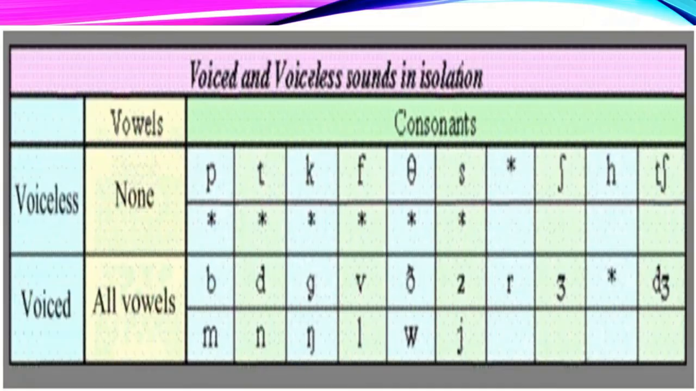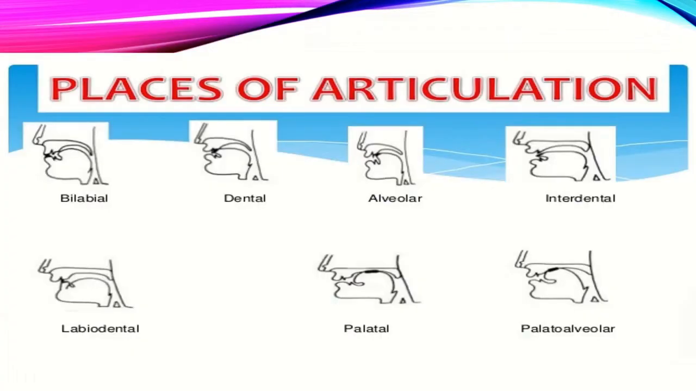Alright, so there you have it. Now as you can see, we have here our chart that gives us the different consonant sounds, and we are able to classify whether they are voiced or voiceless. So here they are. Next, the places of articulation. Yes, so we have here, as you can see, the bilabial, dental, alveolar, interdental, labiodental, palatal, and palato-alveolar.